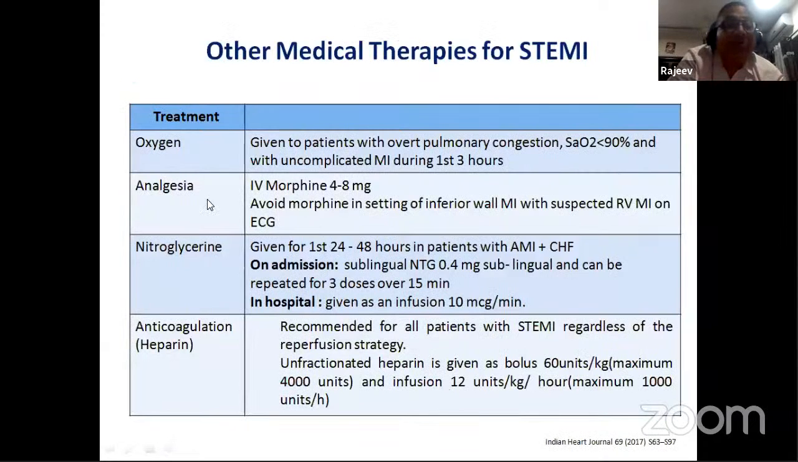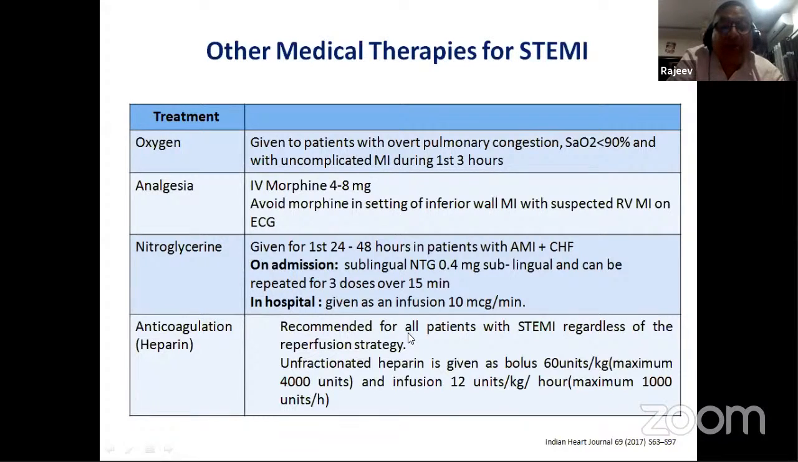Then apart from that, patients should be put on oxygen if they have overt pulmonary congestion, saturation less than 90%, with uncomplicated MI during the first 3 hours. Analgesia can be given using morphine 4 to 8 milligrams, but you should avoid morphine in a setting of inferior MI and suspected RVMI on ECG. Nitroglycerin for the first 24 to 48 hours in AMI with congestive heart failure. Sublingual nitrates 0.4 milligrams can be given in 3 doses over 15 minutes each interval, and IV infusion of 10 microgram per minute could be given if the patient is having high blood pressure or ongoing ischemia and pain.